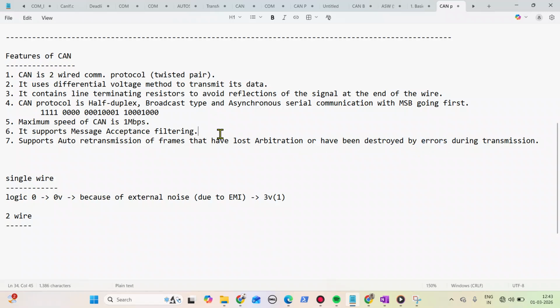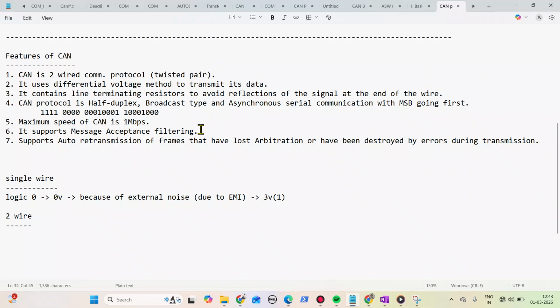Okay, so these are some of the features supported by the CAN protocol. These are the ones you mainly need to know. Some other things are not that important, and they will be covered while discussing the topics, so you will get to know them then.